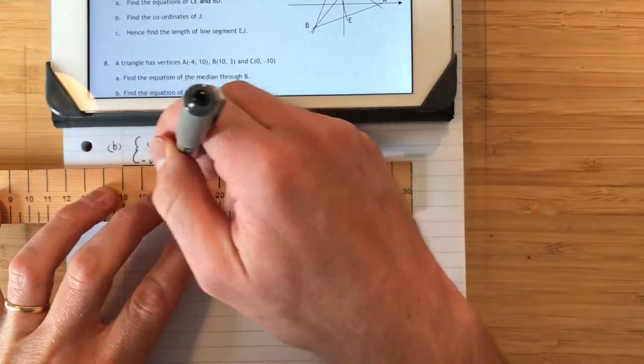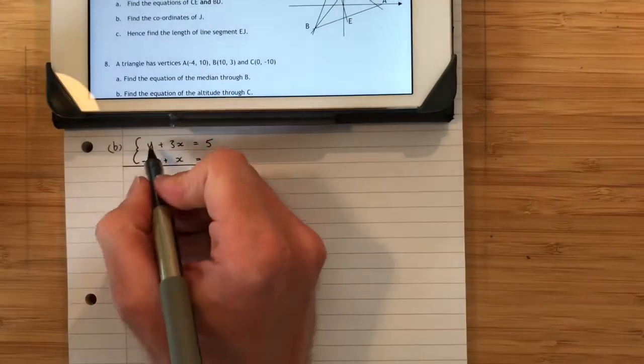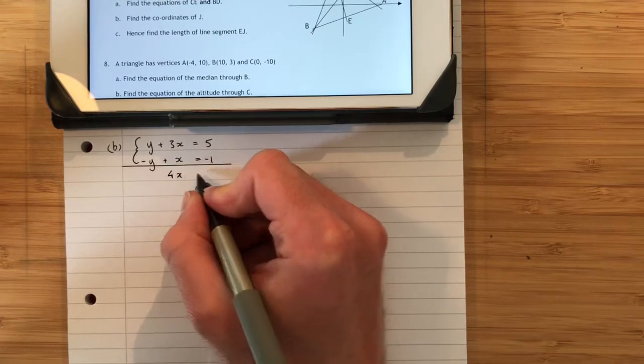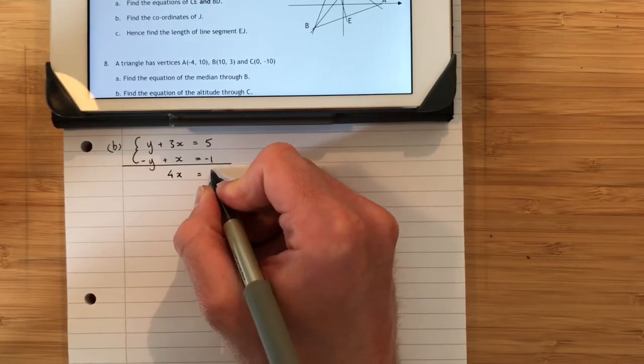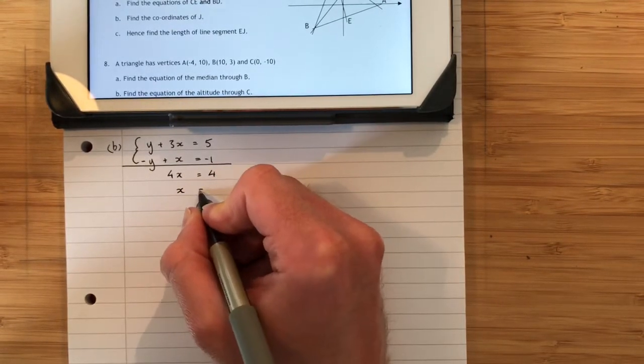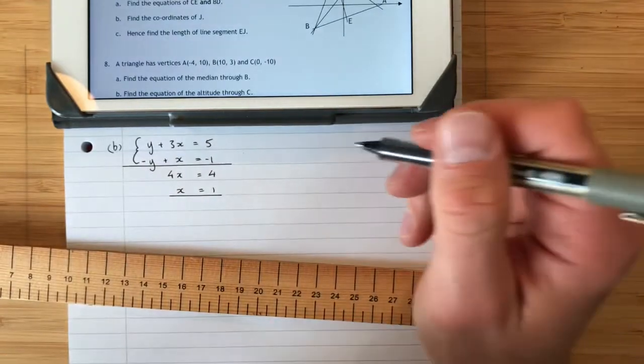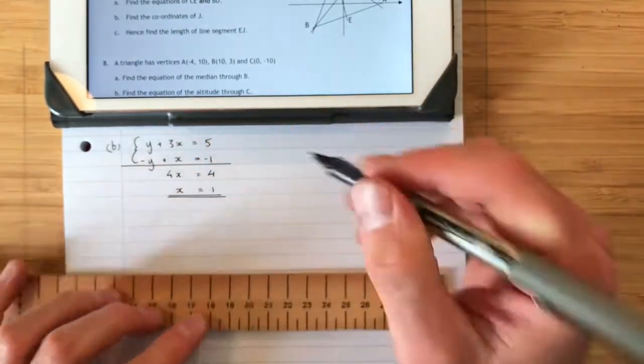So adding these together down the way, y add negative y, gone. 3x add x is 4x. 5 add negative 1 is 4. So x is going to be 4 divided by 4, x is 1. That's the first half of your solution, first half of your coordinate. I'm going to double underline that, even though it's not a final answer.